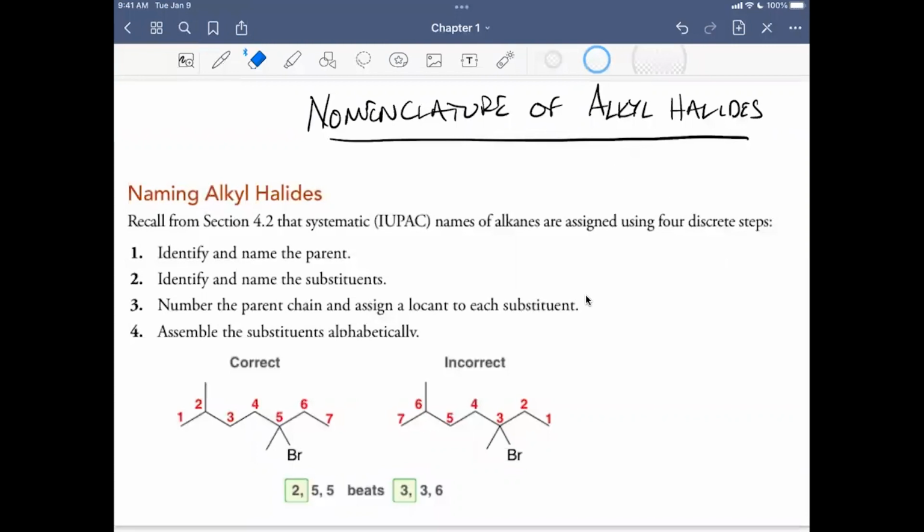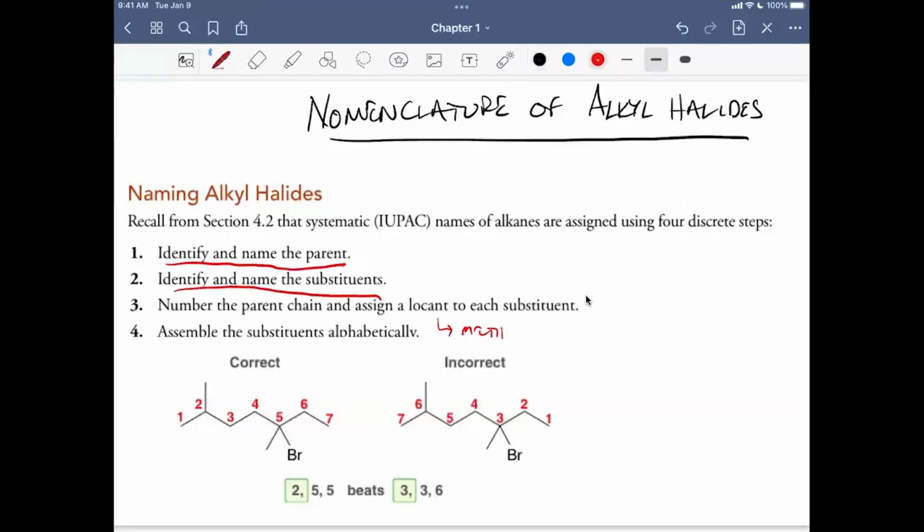So let's get started. I have some basic naming principles for the IUPAC nomenclature. And you guys have definitely seen this before. Remember, we went through nomenclature for alkanes. We have to do the same thing. We have to identify the name of the parent. We have to identify and name the substituents, so stuff that is not on the parent. We have to number the parent and assign a locant, which means just like assigning a name to each substituent.